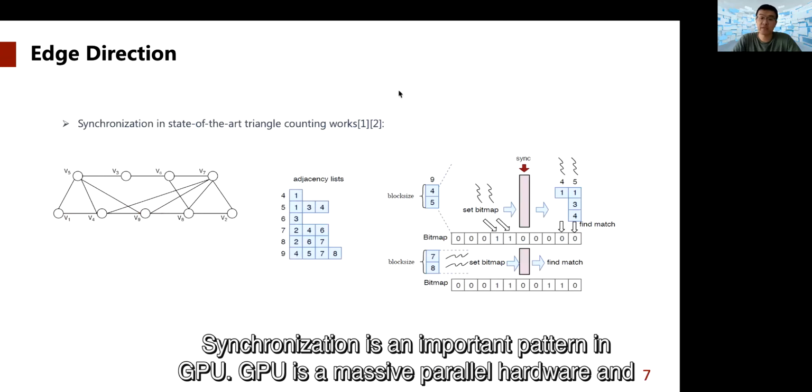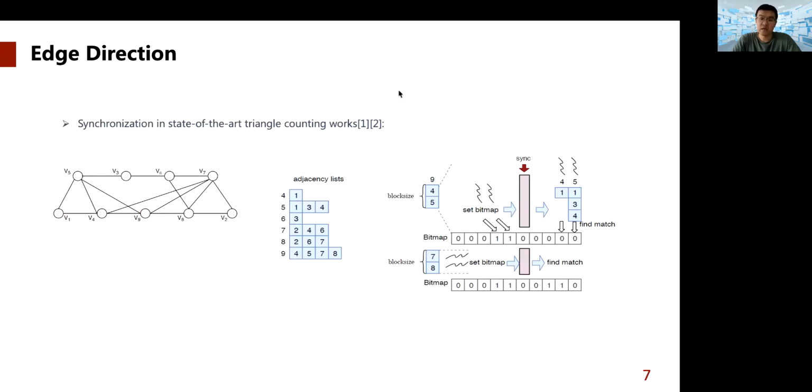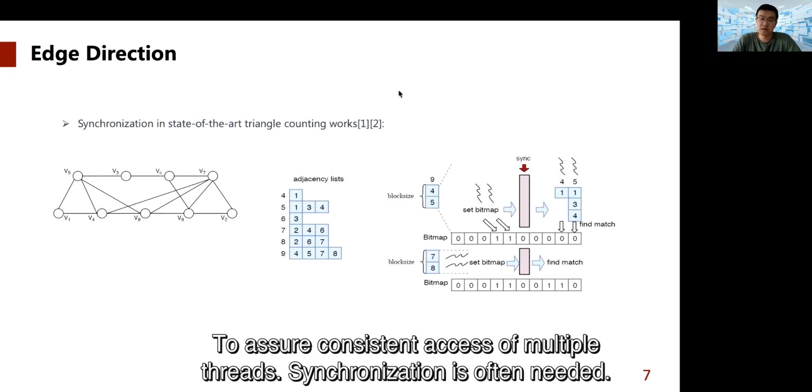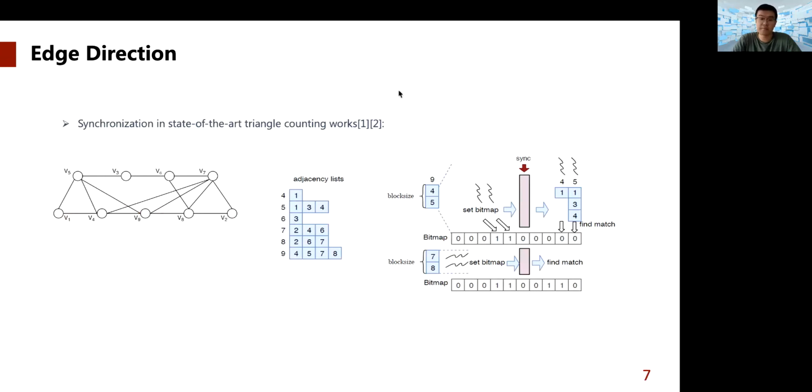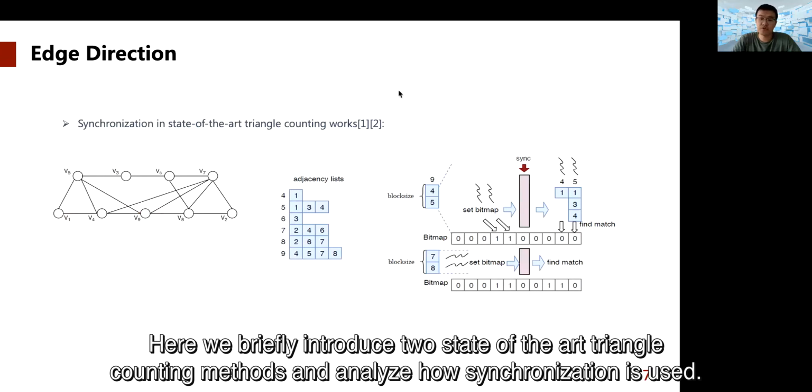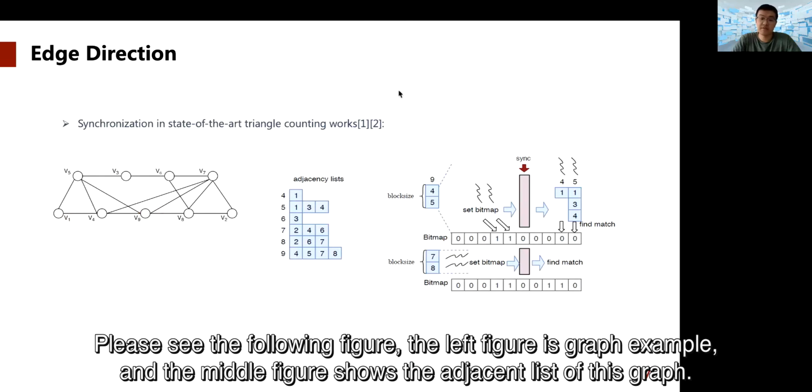Synchronization is an important pattern in GPU. GPU is massively parallel hardware, and to assure consistent access of multiple threads, synchronization is often needed. Here we briefly introduce two state-of-the-art triangle counting methods and analyze how synchronization is used. Please see the following figure.